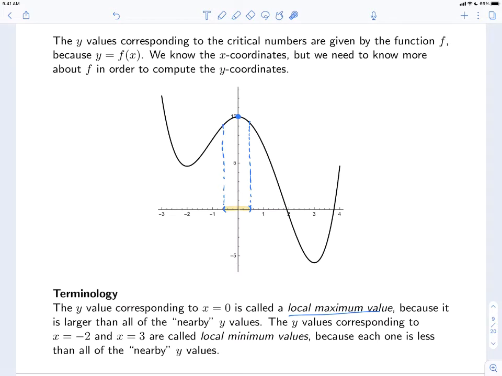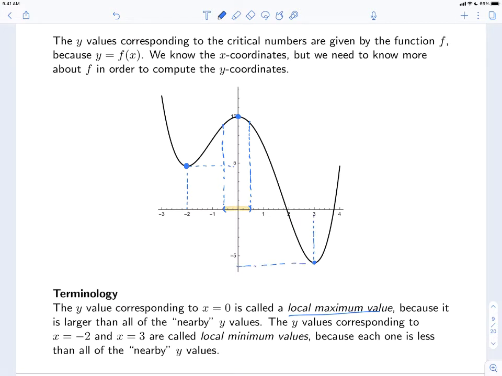Now, the y values corresponding to -2 and 3 are called local minimum values. So if you look at -2, that's this value right here, then the value corresponding to that is right here. And if you look at x equals 3, then the y value is here. So we're talking about the y values.